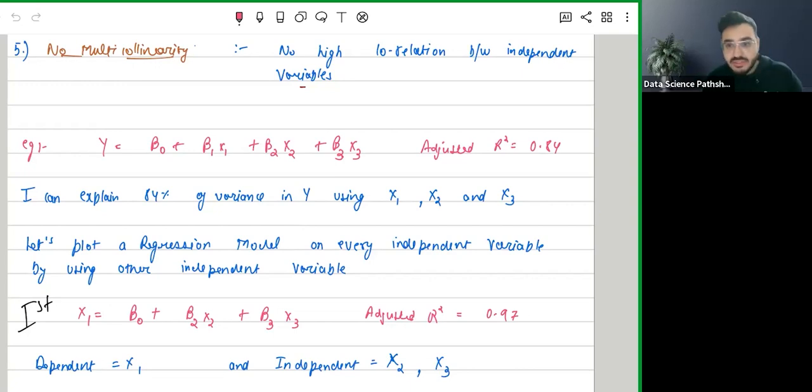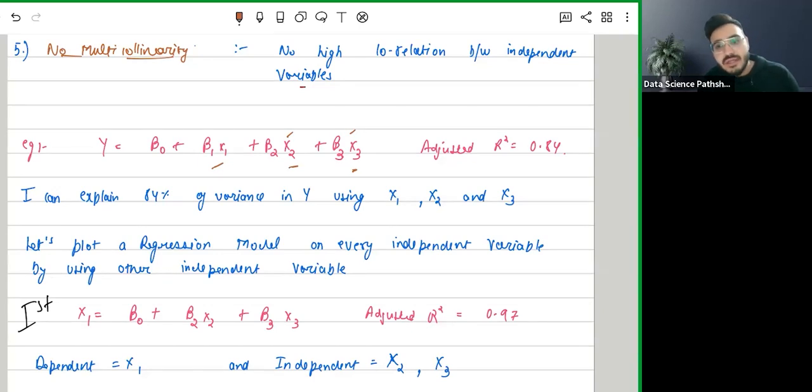So in this equation, as you can see, we have y equals beta naught plus beta 1 x1 plus beta 2 x2 plus beta 3 x3, and the adjusted R square is 0.84. What does it mean? An adjusted R square of 0.84 means that we are able to explain 84% of the behavior in y by using x1, x2, and x3. And x1, x2, and x3 are our independent variables. Now, let's say that I want to understand how much behavior in x1 I can explain by leveraging x2 and x3. So what to do?